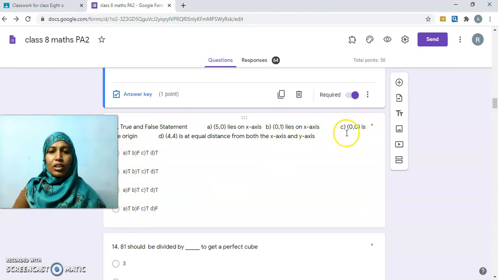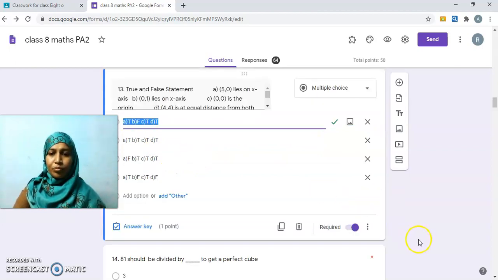Okay, then I move to the third question. 0, 0 is the origin, so it is true. When I compare first option and last option, first 3 are right. So, I have to decide only based on the fourth answer. 4, 4 is at equal distance from both x-axis and y-axis. It is true. So, first option is the right answer.